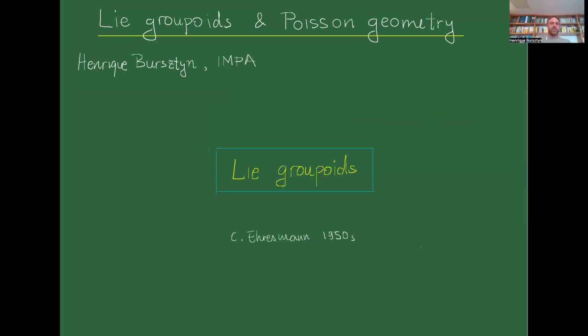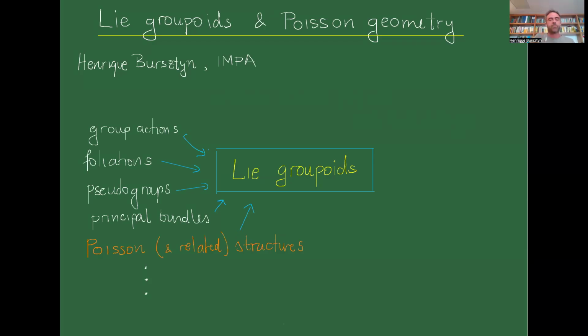So the central character of the story are Lie groupoids. This is a notion that goes back to the work of Ehresmann in the 50s. And there are many natural ways that one is led to study Lie groupoids. It offers a very general framework to study several known objects in geometry. So here are some examples. Lie groupoids naturally arise from group actions, from foliations, from pseudogroups, from principal bundles, and I'll be highlighting how they arise in connection with Poisson geometry.